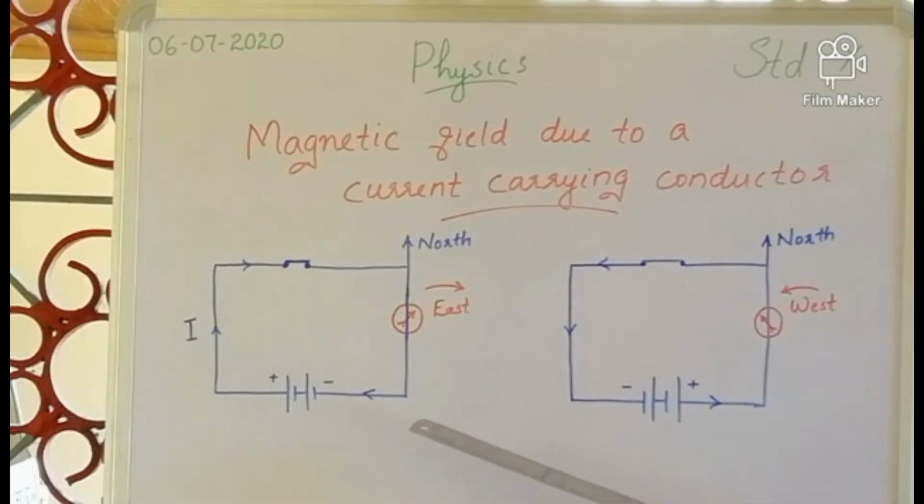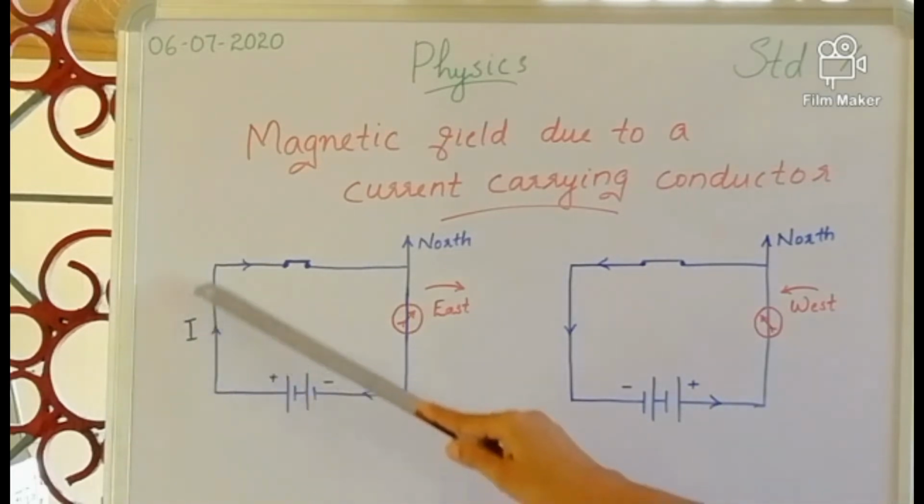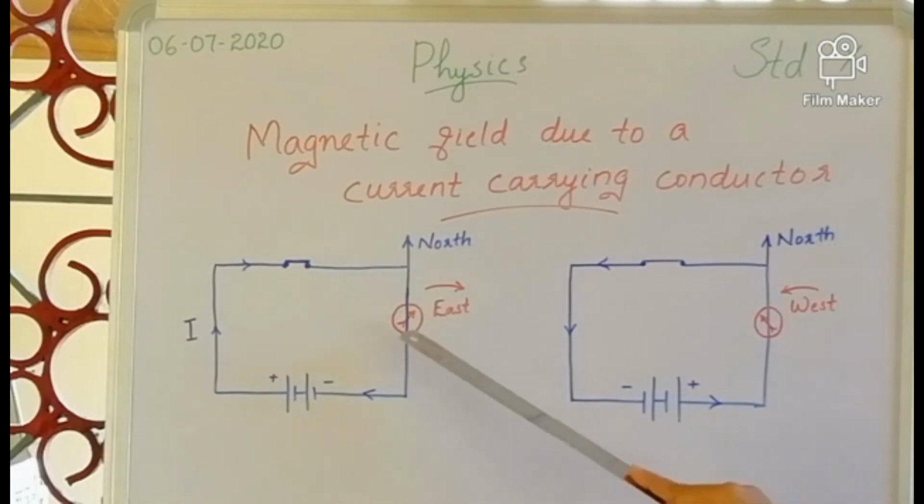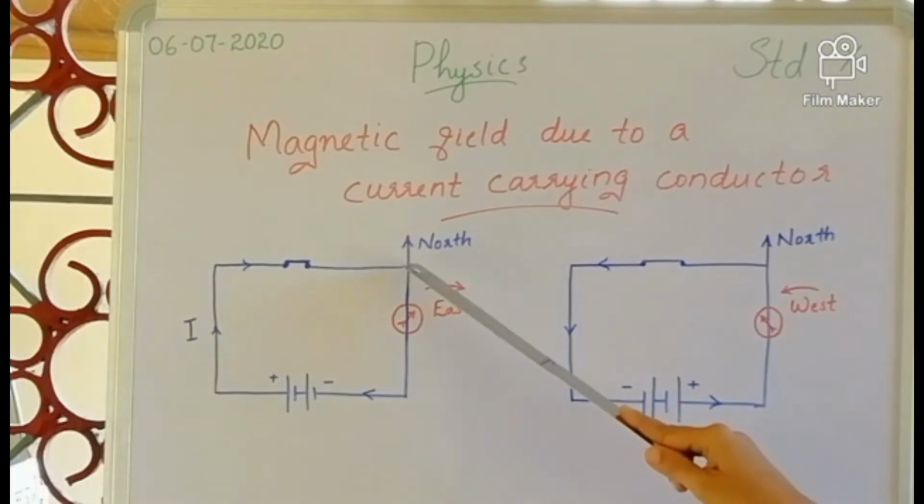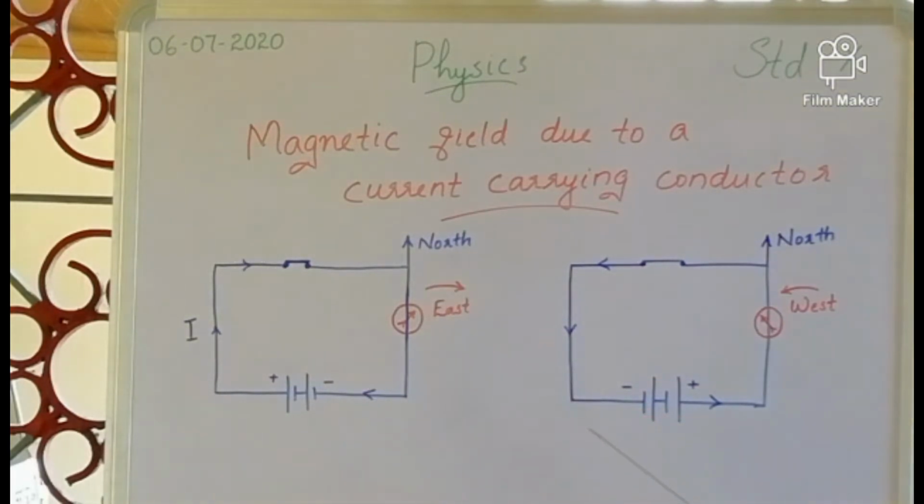Here in this case, the current is flowing in this direction. Okay? And the magnetic compass deflects towards the east when the current is flowing from north to south. And here in this case, when the current flows from south to north, the compass needle deflects towards the west.